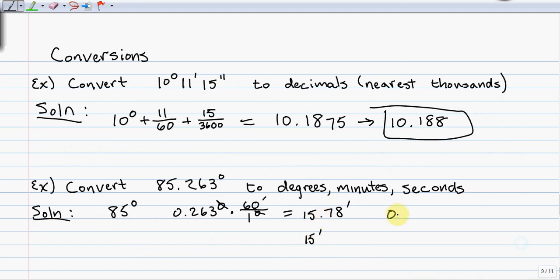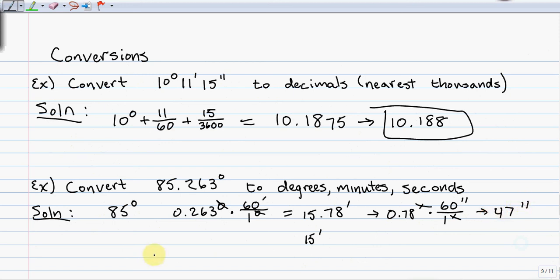And then 0.78 is going to turn into seconds. Right. And again, we're going to do the same thing. We're going to multiply by 60 seconds divided by 1 minute. Okay. And again, this is just 1. 60 seconds makes up 1 minute. And we put the unit that we want to cross out on the opposite sides of the fraction so that they do. And we're going to get 0.78 times 60. And we get 46.8, which I'll round up to 47 seconds.